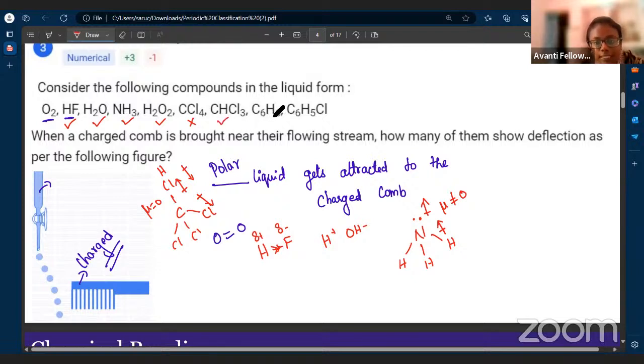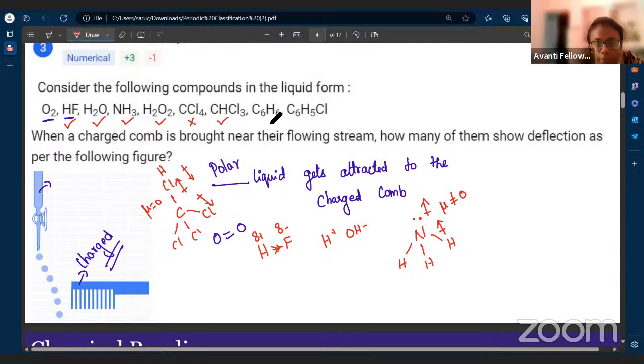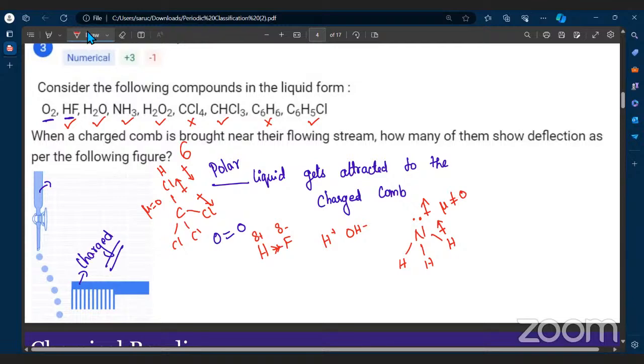And what about C6H6? It is also non-polar. It is a symmetric compound, okay? So non-polar. Counting the polar ones: 1, 2, 3, 4, 5, 6. So your answer is going to be 6. Okay, got this question, everyone? Ankit, got it? Yes, it is going to be 6 compounds. Yes, fine.